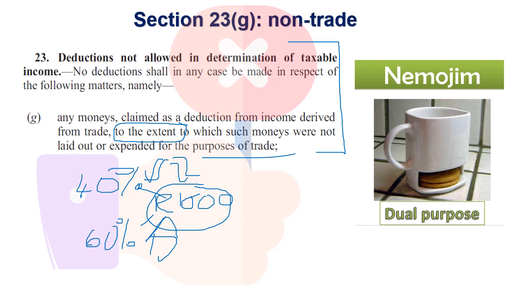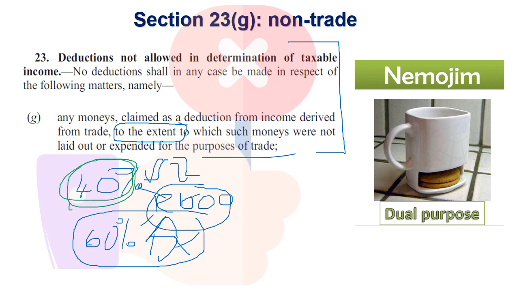So you go through the positive test, and then when you get to Section 23G, it's going to say, okay, but listen, this portion, that 60% that relates to your private residential accommodation, you won't be able to claim as a deduction because it's not laid out or expended for purposes of trade. What you are able to deduct is this 40% because that relates to your trade.